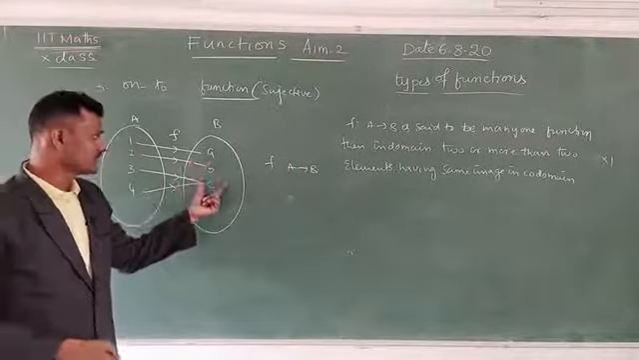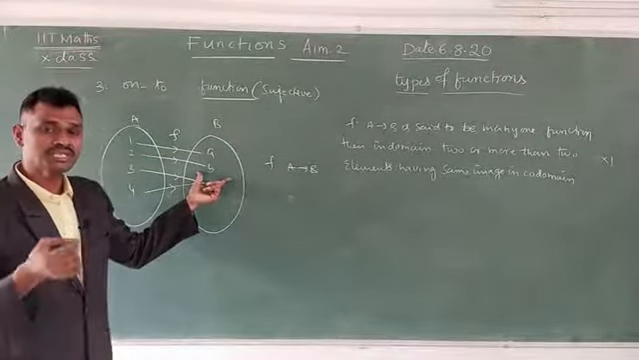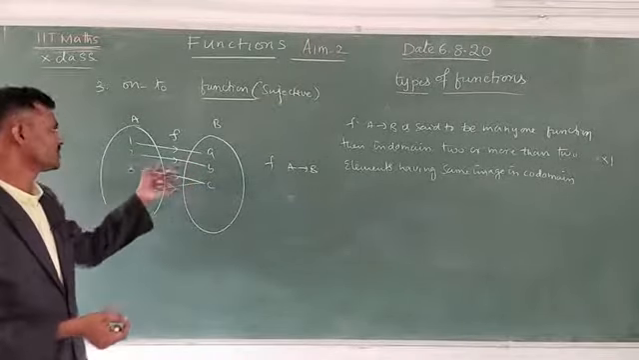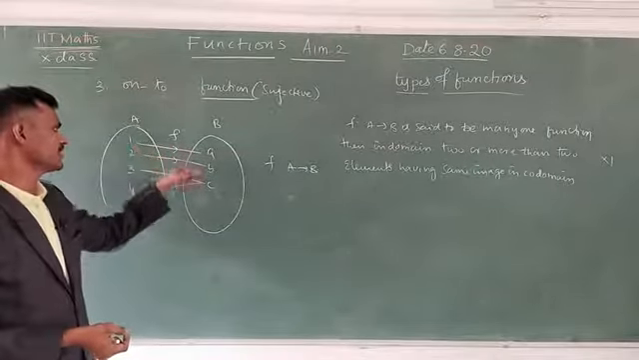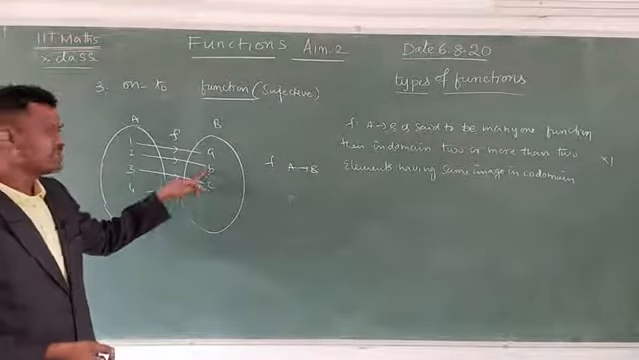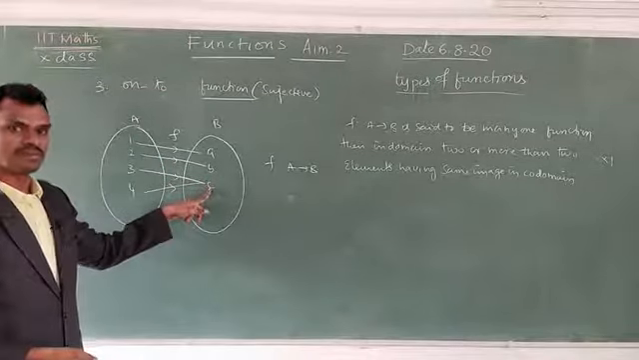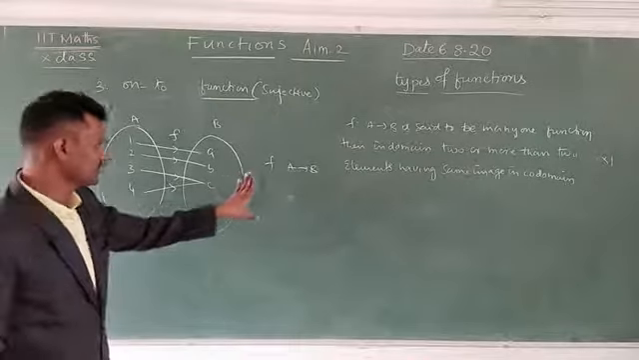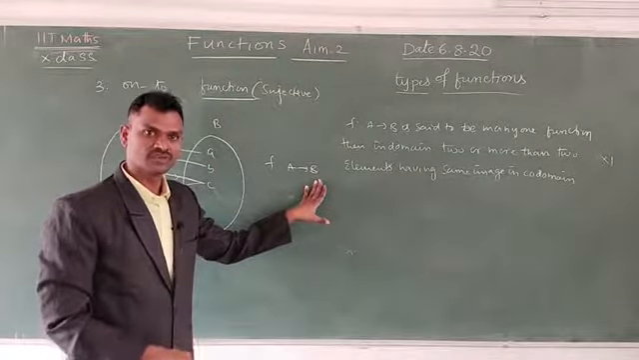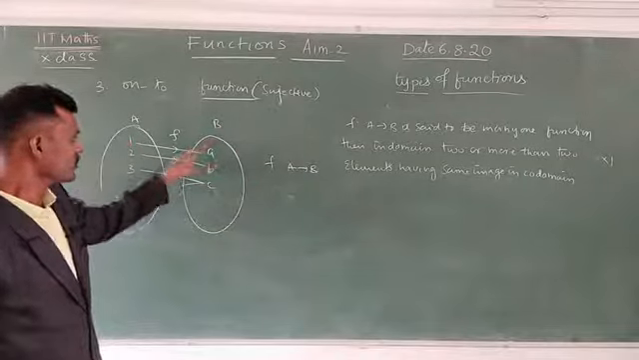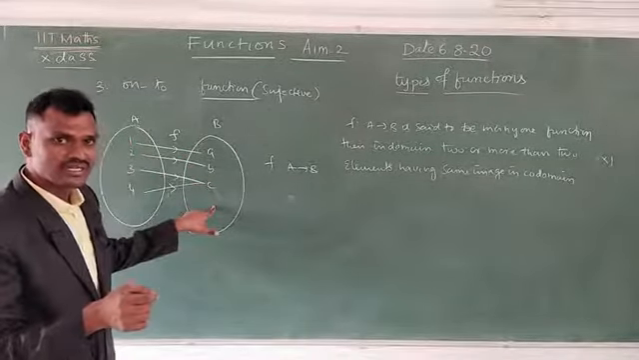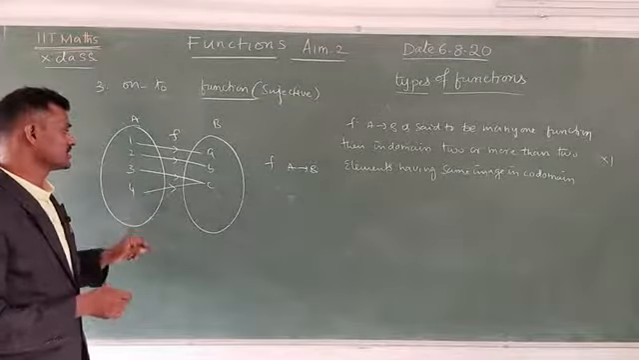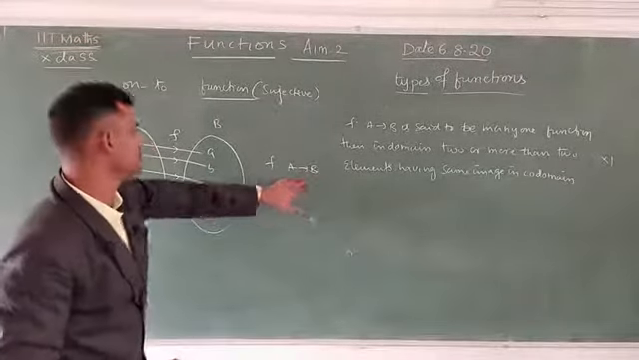In codomain, each and every element having at least one pre-image in domain. Its pre-image: for A, the pre-image is 1, for B the pre-image is 2, and for C the pre-images are 3 and 4. Once again listen, F is a mapping from A to B is onto function. In codomain, each and every element having at least one pre-image in the domain, then F is a mapping from A to B said to be onto function.